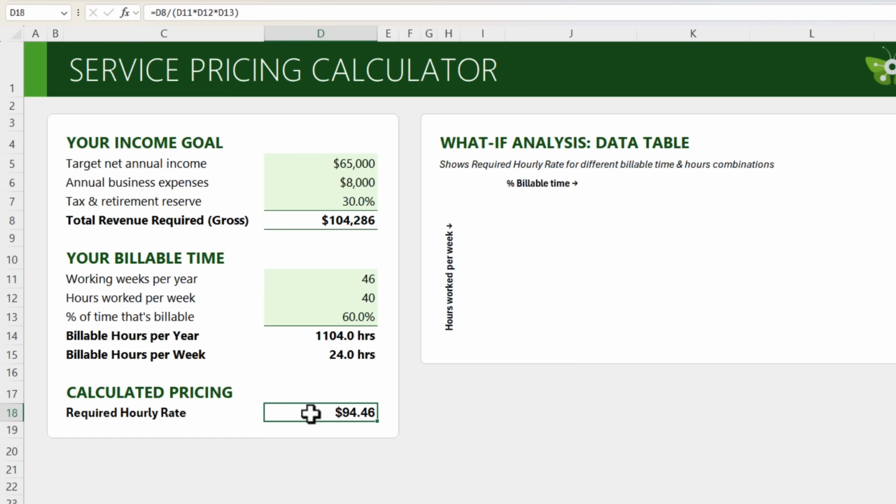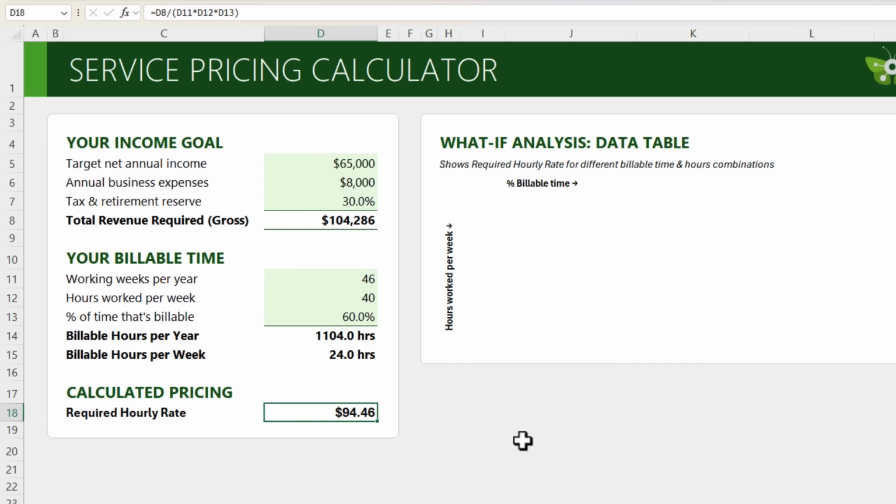For example, I might think I can work 46 weeks a year, 40 hours a week, with 60% of my time billable. But what happens if my billable time drops to 50%? Or I can only work 35 hours a week? Or what if I become more efficient and can get my billable time up to 70%? That's a question we can answer with Goal Seek. But before we jump into that, let's step back and look at the bigger picture.